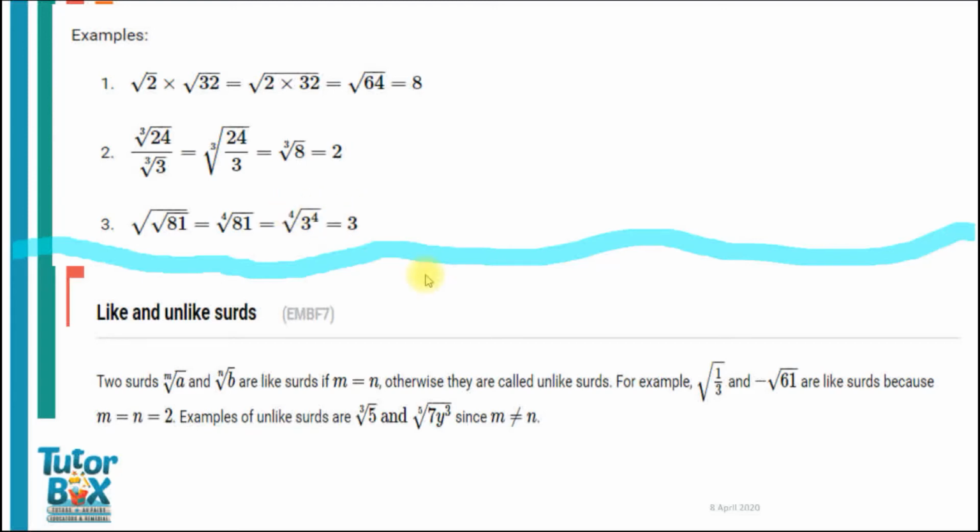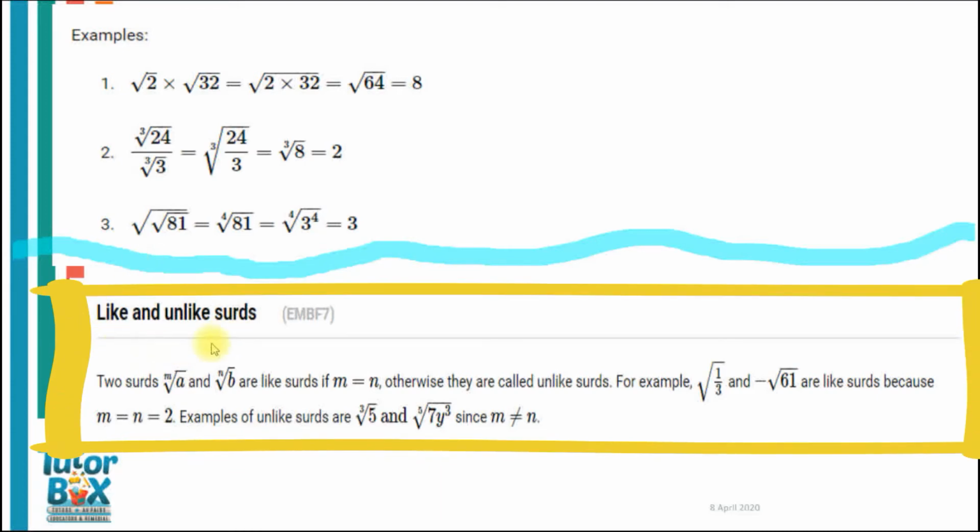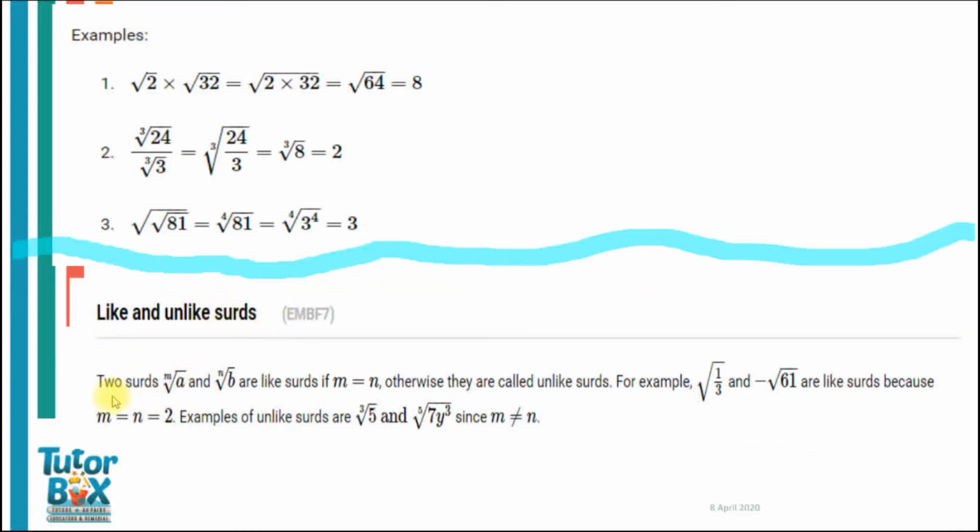Let's just quickly look at like and unlike surds. Right, so 2 surds, the mth root of a and the nth root of b, are like surds if m and n are equal. So if m is equal to n, then they're called like surds. Okay, otherwise they're called unlike surds.